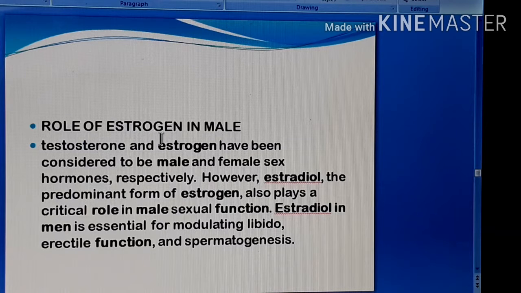One of the most common estrogens is estradiol, and it plays a very critical role in male sexual functions. It modulates the libido, meaning it changes the libido, which is the sexual drive, and erectile functions, and spermatogenesis, the synthesis of sperm. So these are certain functions of the estrogens in male, where estrogen is required.